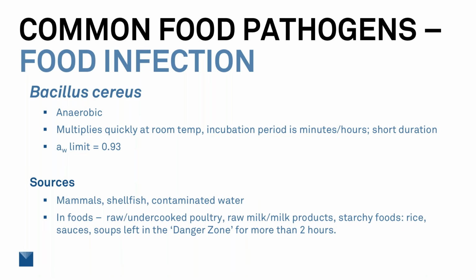The sources for this are mammals, shellfish, and contaminated water. In foods, it's raw and undercooked poultry, raw milk and milk products. And for starchy foods like rice, sauces, soups, if they've been left in the danger zone for more than 2 hours, now this can grow and give people food poisoning.